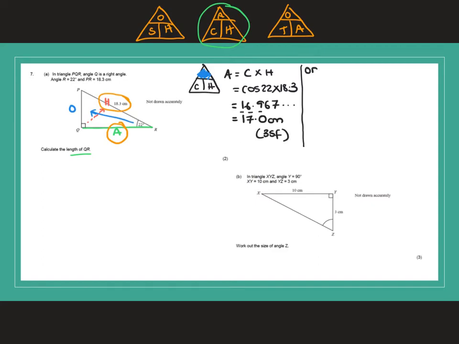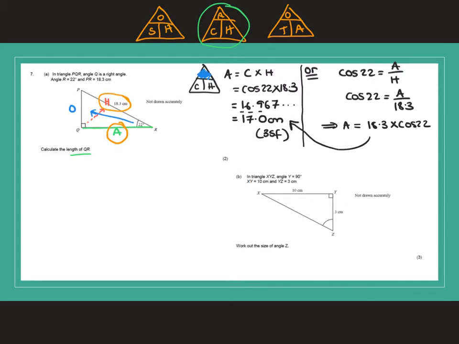Now, other people memorise the trig calculation ratios, so people will actually memorise that cos of the angle is the adjacent divided by the hypotenuse. Cos 22 is equal to adjacent divided by 18.3, and then they rearrange to give A equals 18.3 multiplied by cos 22, which of course is still this value over here. So use the method of trigonometry that you are used to using, that you are comfortable with using, and which will get you the correct answer easily. Now, part 2, we've been asked to work out an angle.